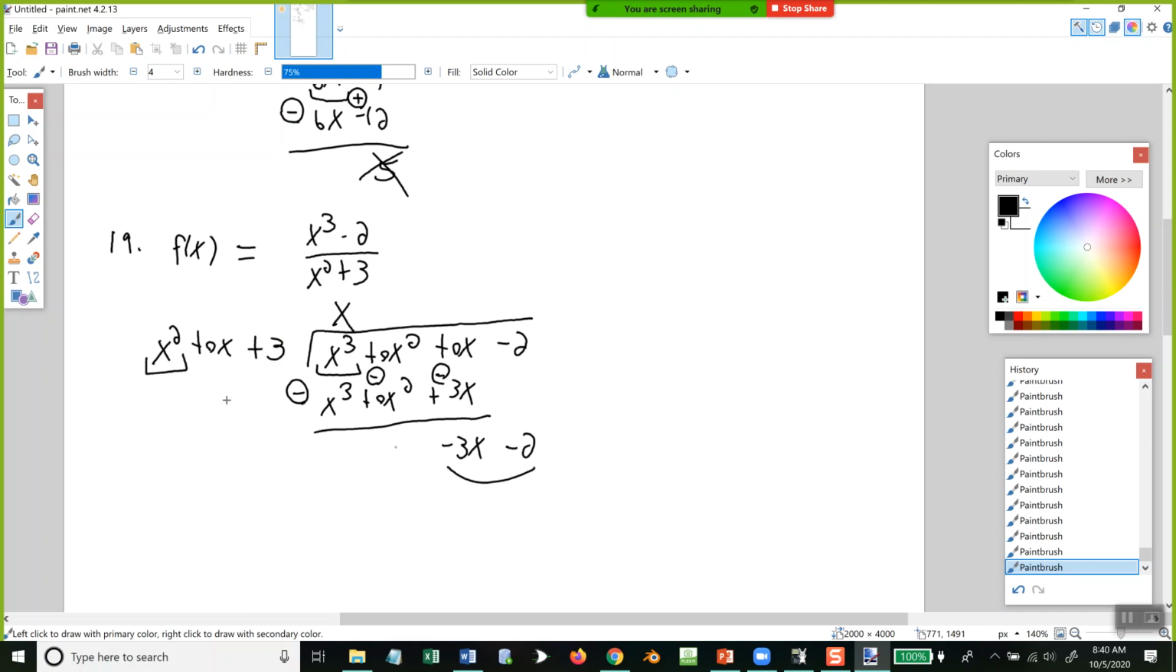Now this would be our remainder. It's a remainder because the degree of this is less than what we're dividing by. So this will be our slant asymptote. We have y is equal to whatever's on top, which is x. Questions on those?